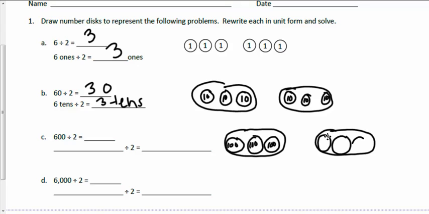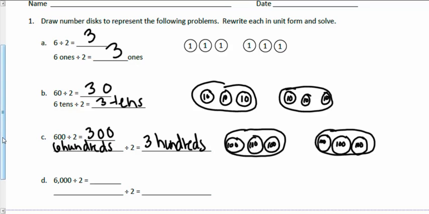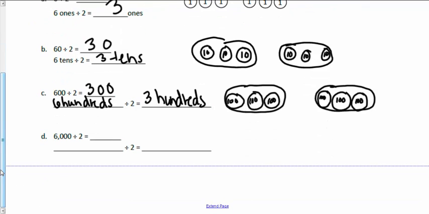So I took 6 hundreds and I put them into 2 equal groups. And there are 3 hundreds in each group. So 600 divided by 2 equals 300. So 6 hundreds divided by 2 equals 3 hundreds. Okay, try the last one by yourself. Same exact thing except we're doing thousands.